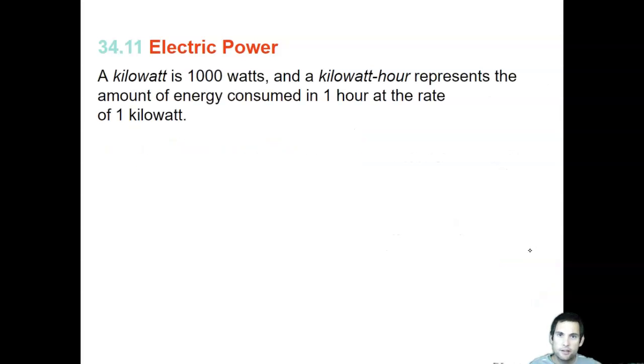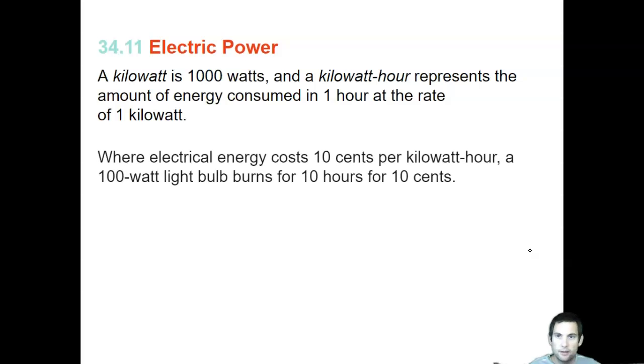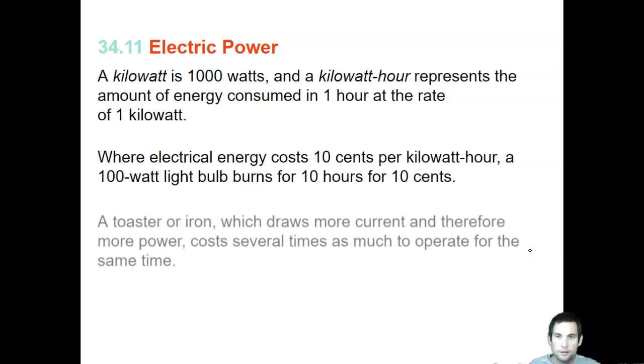Kilowatt is 1,000 watts, and a kilowatt hour represents the amount of energy consumed in 1 hour at the rate of 1 kilowatt. Where electrical energy costs 10 cents per kilowatt hour, a 100 watt light bulb burns for 10 hours for 10 cents. Okay? Read that again. Pause it, go backwards, because that can seem kind of confusing at the first quick read.